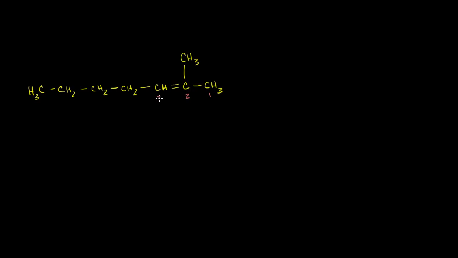So it's 1, 2 carbon, 3 carbon, 4 carbon, 5 carbon, 6 carbon, 7 carbon. So we're dealing with a hept. And we have a double bond starting from the second carbon to the third carbon. So this double bond from the second carbon to the third carbon. So it's hept 2, comma 3 ene.